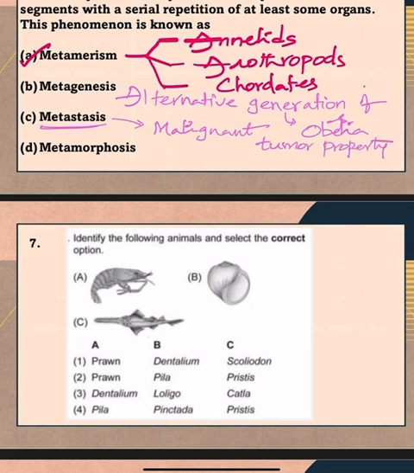Right, children? And next, we know very well metamorphosis. What is meant by metamorphosis? Metamorphosis is nothing but changing of the larva into the adult form. Let us say a tadpole larva turning into an adult frog. In such a way we can consider metamorphosis. Now, metamerism is the correct answer for this one.